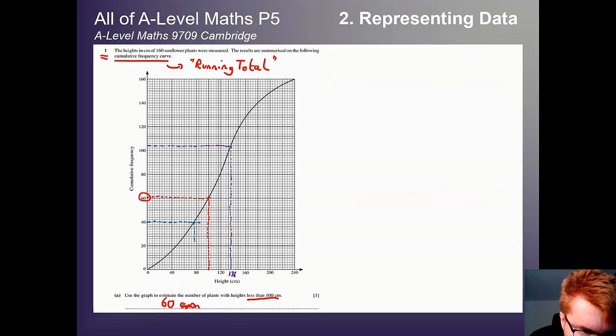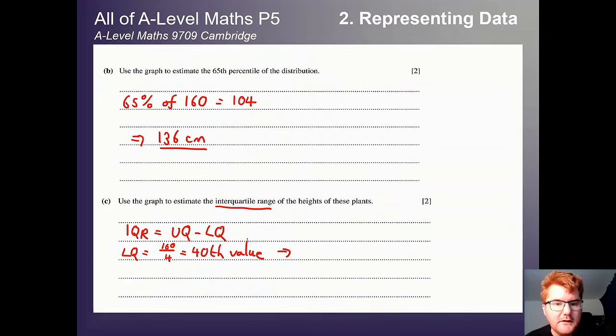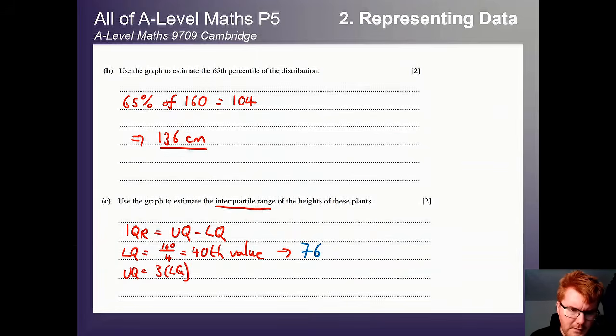Again, making sure this is as accurate as possible. I think I'm getting 76, yep. So 76 here for the lower quartile. And for the upper quartile, the easiest calculation here is just 3 lots of the lower quartile, which is equal to the 120th value.